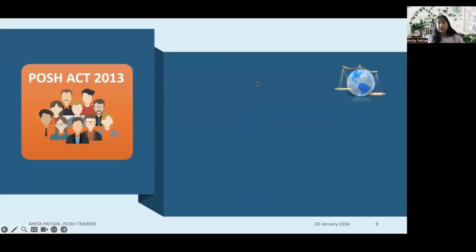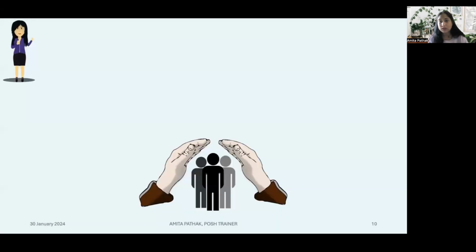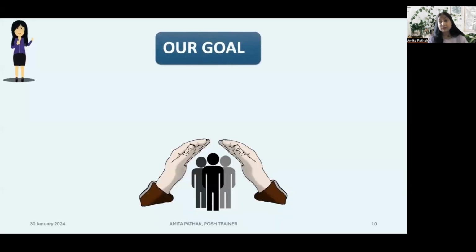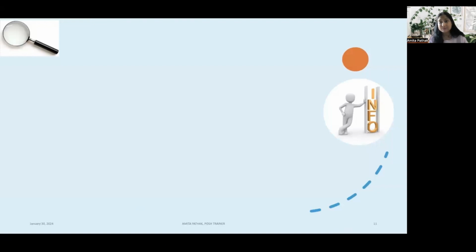What is the POSH Act? We will study the POSH Act in detail and cover its features, where it is applied, and how we can implement the POSH Act in our organization. POSH stands for Prevention of Sexual Harassment of Women at the Workplace. Dear friends, our goal is to create a safe and inclusive work environment for women at the workplace.